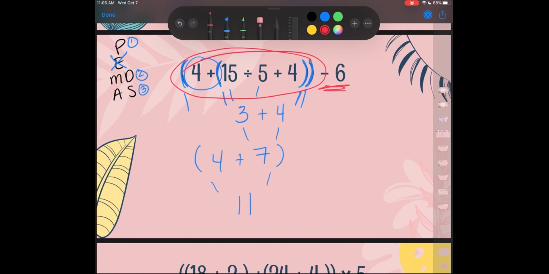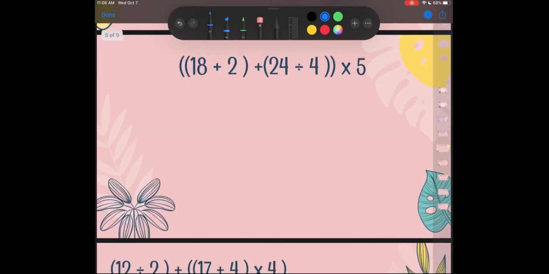So now I'm going to do 11 minus 6. I can't forget that minus 6. So 11 minus 6. Well, 11 minus 6 is equal to 5. So 5 is my final answer. Let's look at our next one. So on all these problems, remember, pause it, work them out on your own, see what you get, and then check your work along with me.